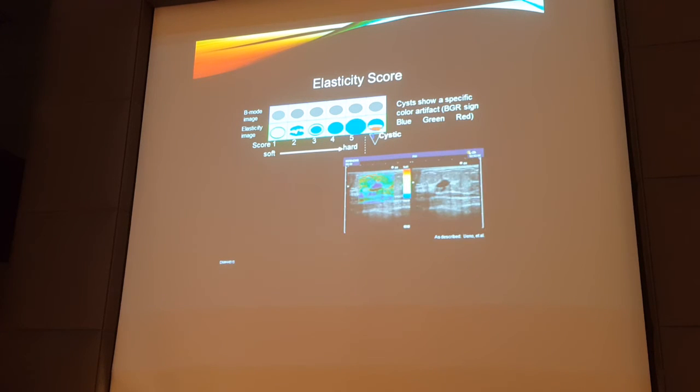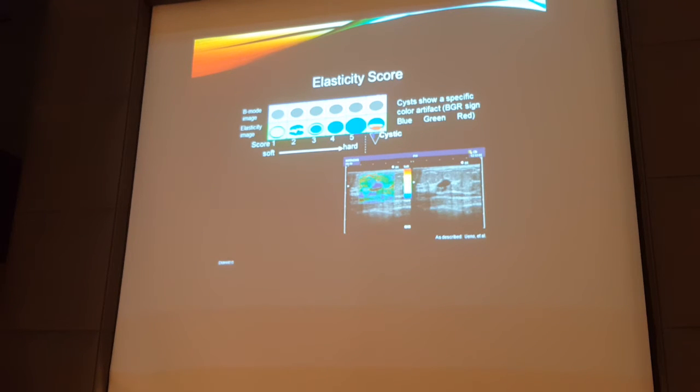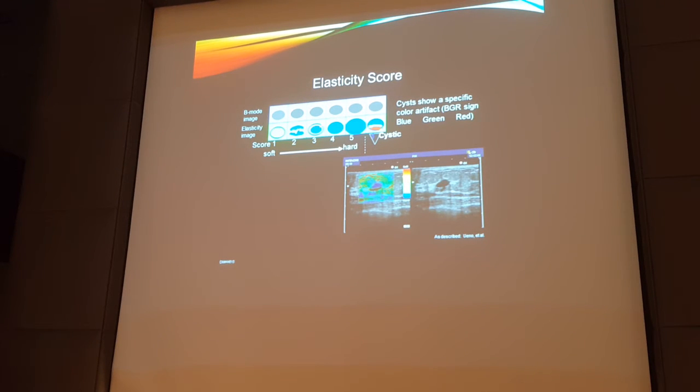There are other methods, the 5-point color scale, which is kind of based on BI-RADS. 1, the lesion is entirely soft. 2, it's mixed, soft and hard.